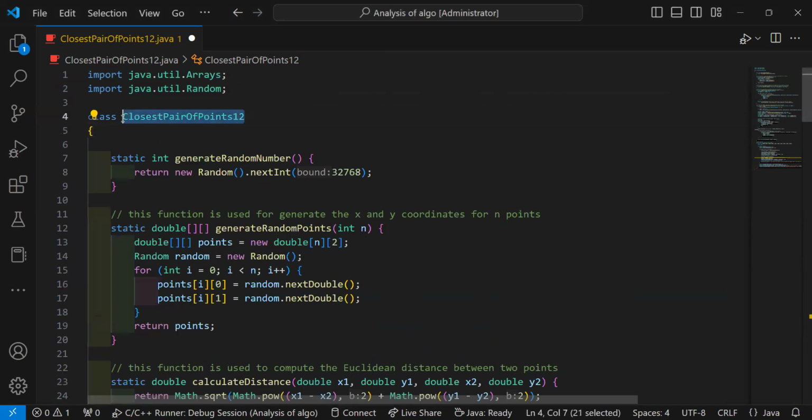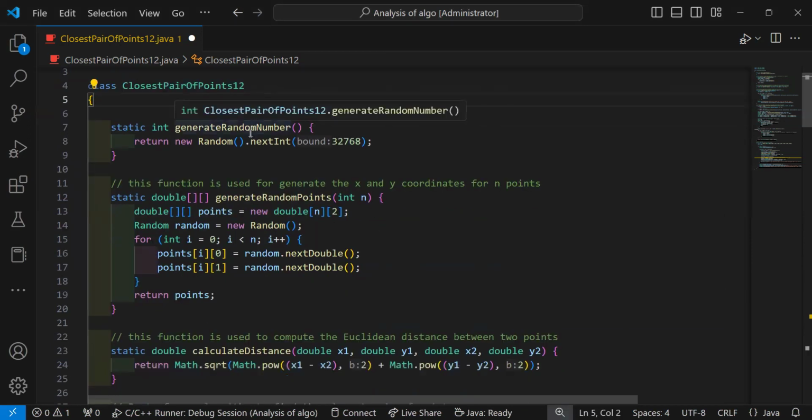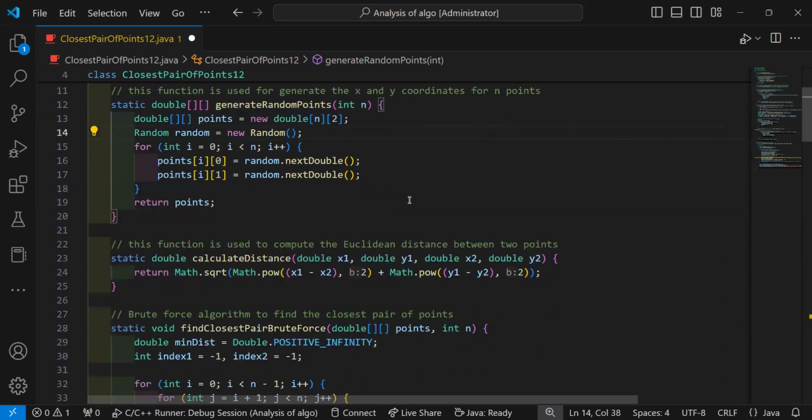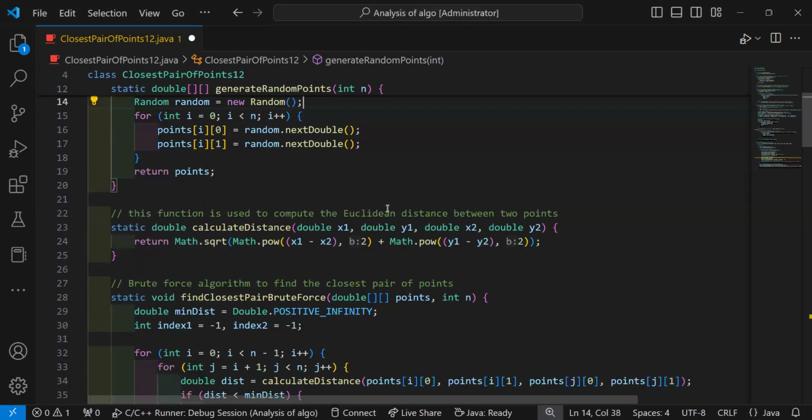Here I generated the class ClosestPairOfPoint12. In this class, I generated a method to generate random numbers which has the bound 32,768. To generate the random points with x and y coordinates, I used the generate random points method. After that, to find the distance between 2 points, I used the calculate distance method, which is also known as Euclidean distance, which has the formula square root of (x1 minus x2) squared plus (y1 minus y2) squared.